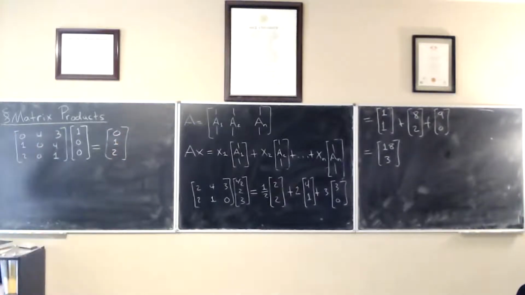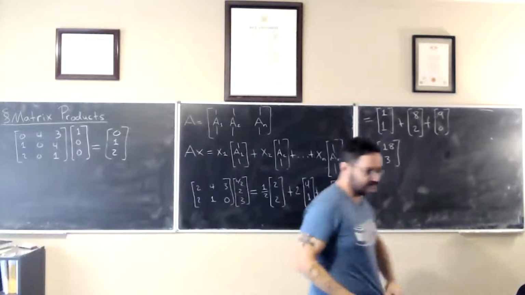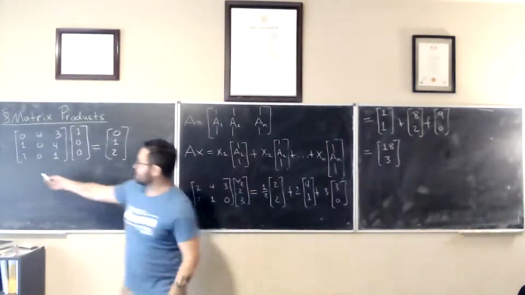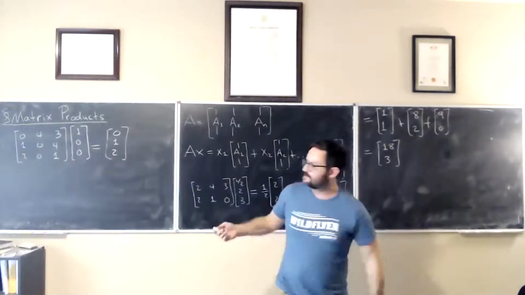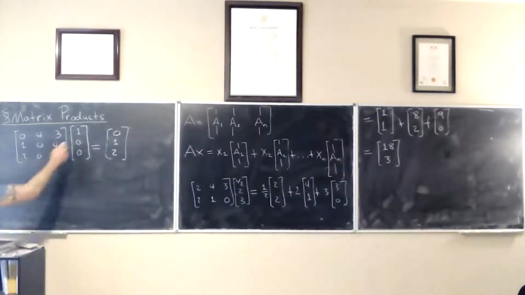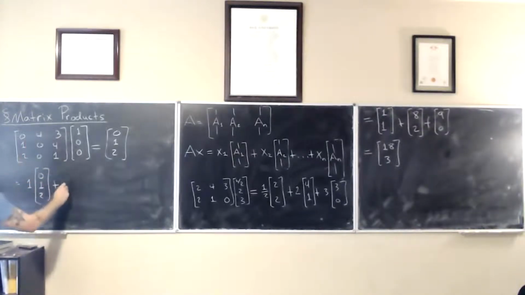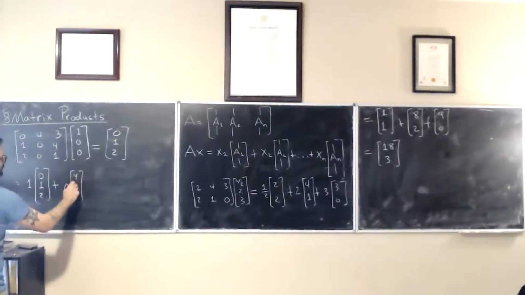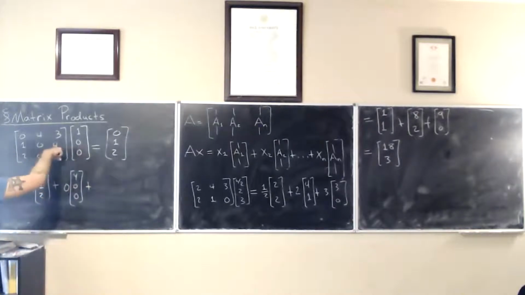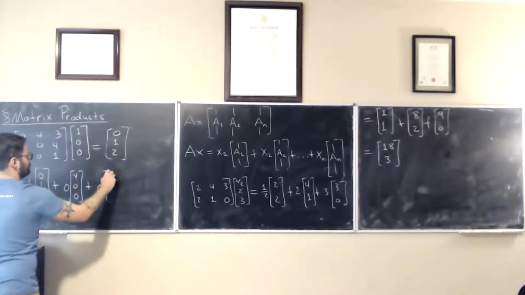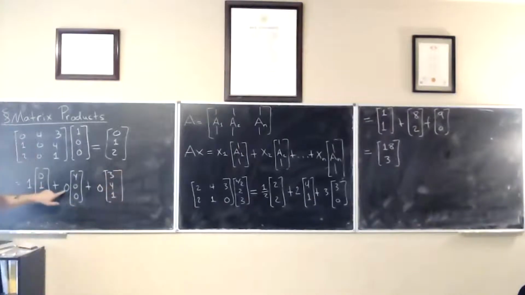That's it. It's just the first column. Because if you think about what's happening here, it's just 1 times the first column, plus 0 times the second column. Doesn't matter what's in there, because it's just going to go to 0. Plus 0 of the third column. So that goes to 0, that goes to 0. You're just left with the first column.